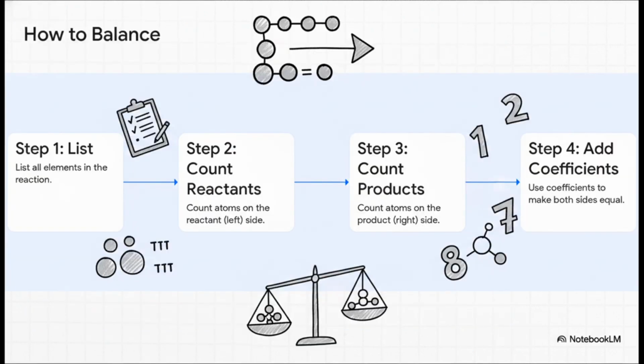First, just make a list of all the elements in the reaction. Then, count up the atoms for each one on the left side of the arrow and do the same for the right side. Finally, you just add coefficients. Those are the big numbers you put in front, to make the counts on both sides equal. And remember, never change the little subscript numbers.